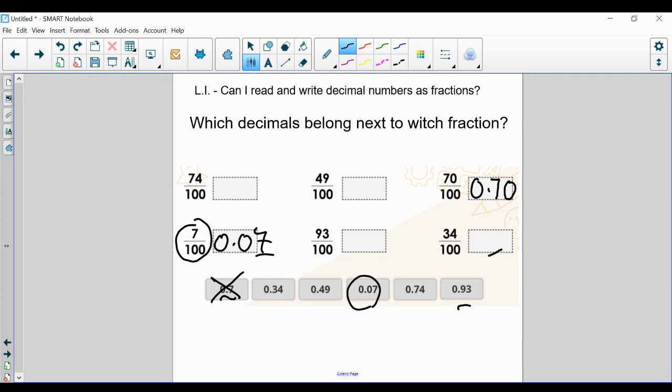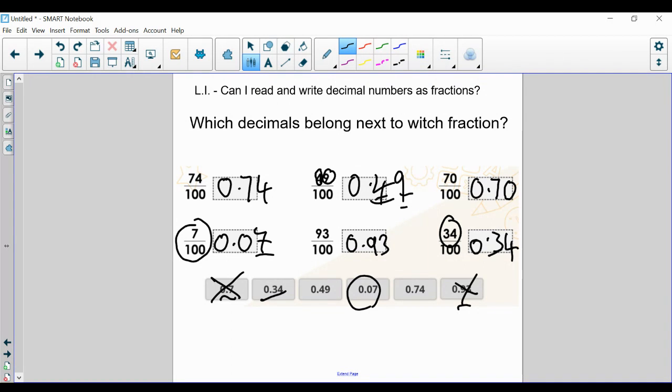Okay, let's go. The others are quite straightforward. 0.34 obviously matches the amount of hundredths we've got there. 0.93, of course. 0.74 and 0.49. Yeah, you may notice that if there is a 10 here, it's in the tenths column, and of course the unit is in the hundredths column.